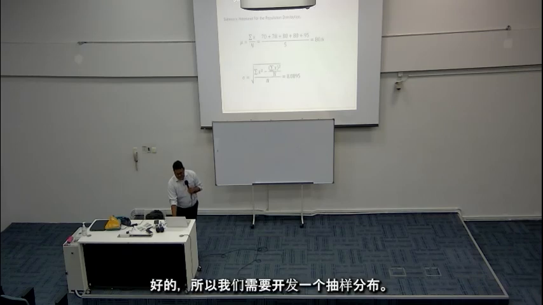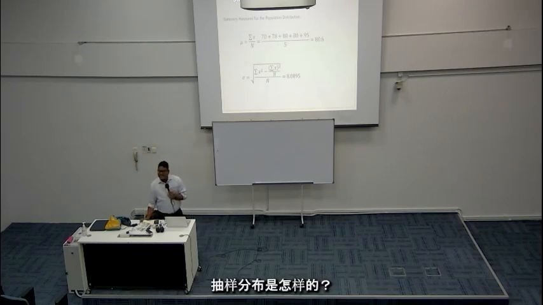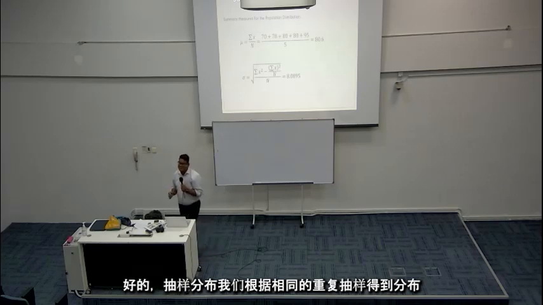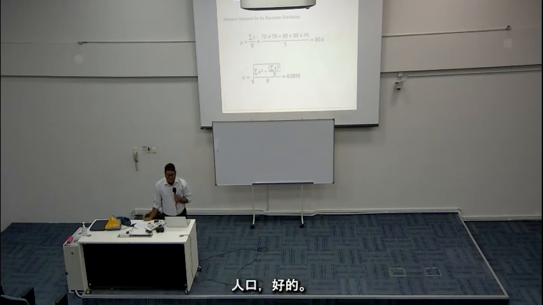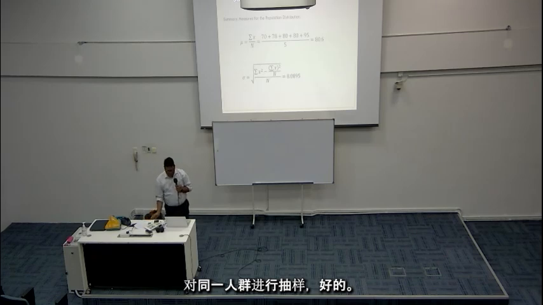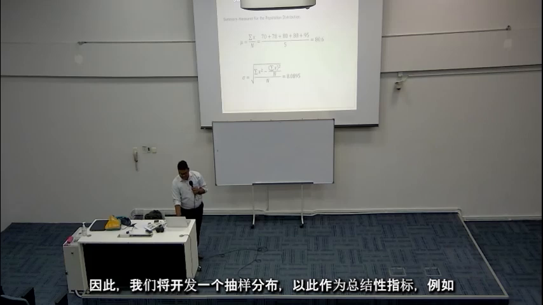Now we need to develop a sampling distribution. What is the sampling distribution, class? The sampling distribution is the distribution we get based on repeated sampling of the same population. The values of the sampling distribution can be obtained from repeated sampling of the same population.